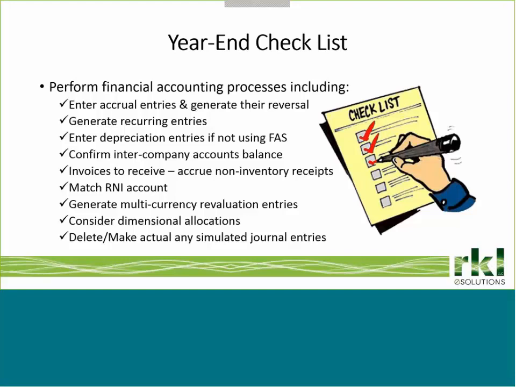There is a parameter in X3 that, if you change it, will allow you to go in and change the dimensional allocations on a journal entry after year end, after everything's been closed and finalized. So if you do need to make changes to dimensional values after year end, you don't have to reopen the year, you just have to change the parameter. There's no audit trail on that though, so be careful.